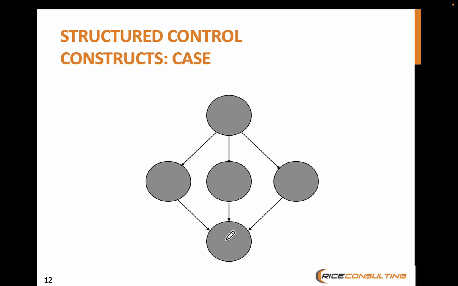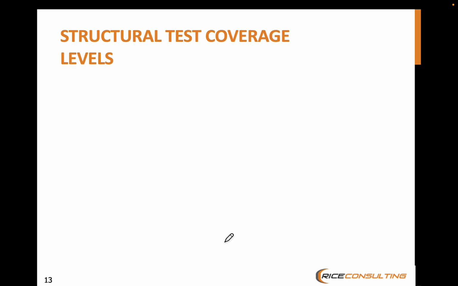There's also the case construct, where let's say maybe this one was F1, this one was F2, this one was F3. Then as we go through here, then for each condition or each function or whatever the case may be, pardon the pun, we would take that option in going through the control flow chart.